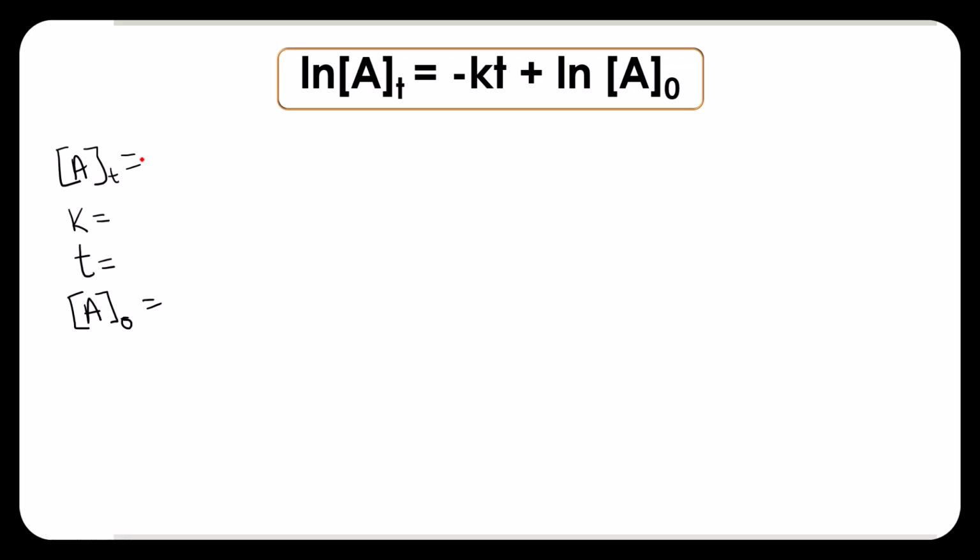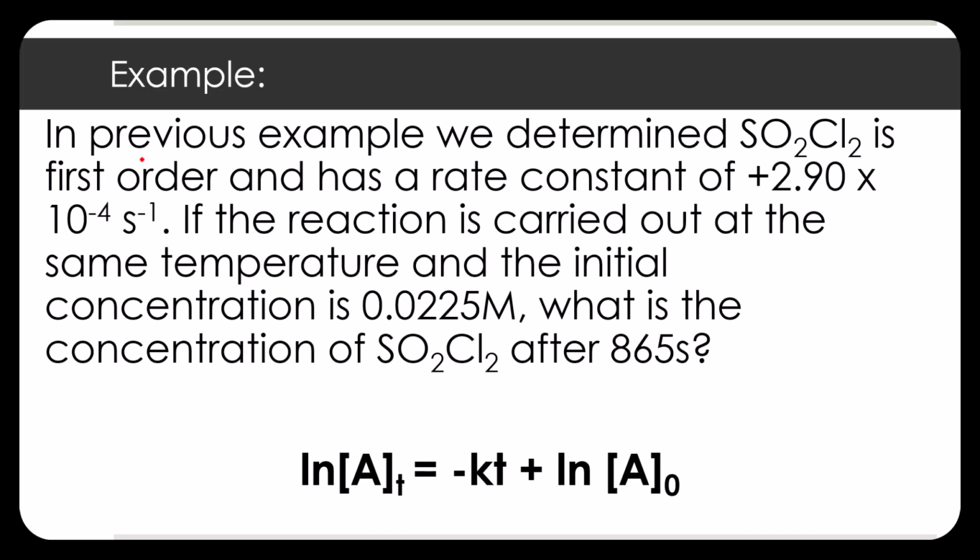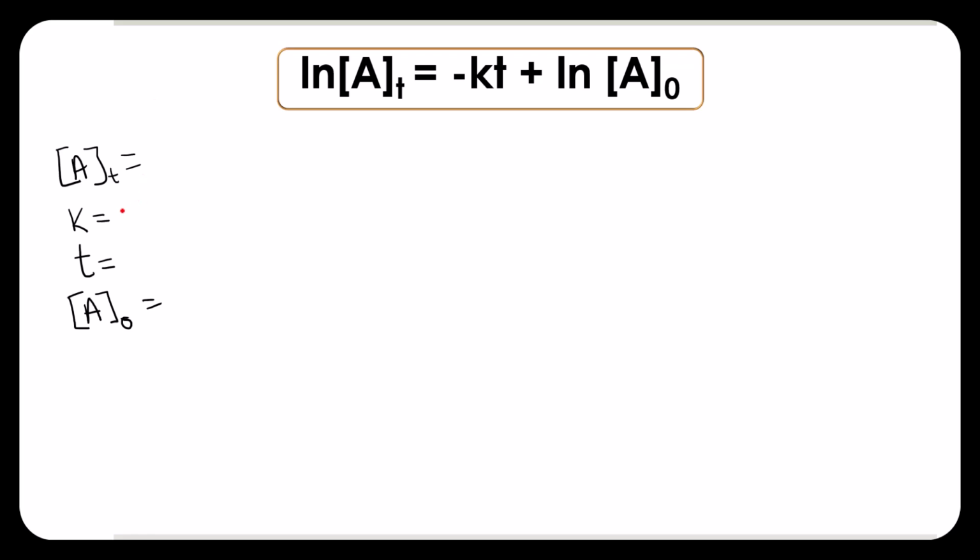Somewhere in my problem, they must give me information about 3 of them. So let's read back through. First order reaction, that's how I need to use this formula, has a rate constant, so that's my k value, of 2.9 times 10 to the negative fourth. And the units are 1 over seconds, or seconds to the negative 1.